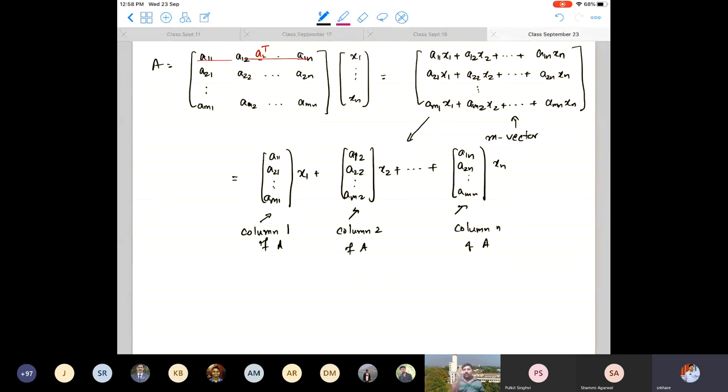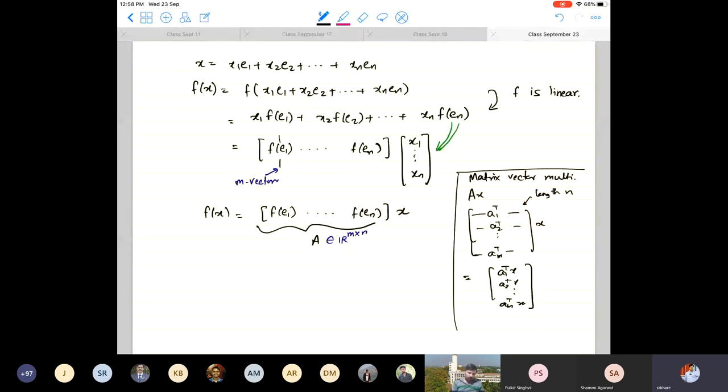So if you see a linear combination of certain column vectors, you can always write that linear combination of column vectors as a matrix vector multiplication. And what did you do here? You saw a certain linear combination of columns FE1, FE2, FEn, so that you wrote in terms of matrix vector multiplication like this. So that's what we have done here.